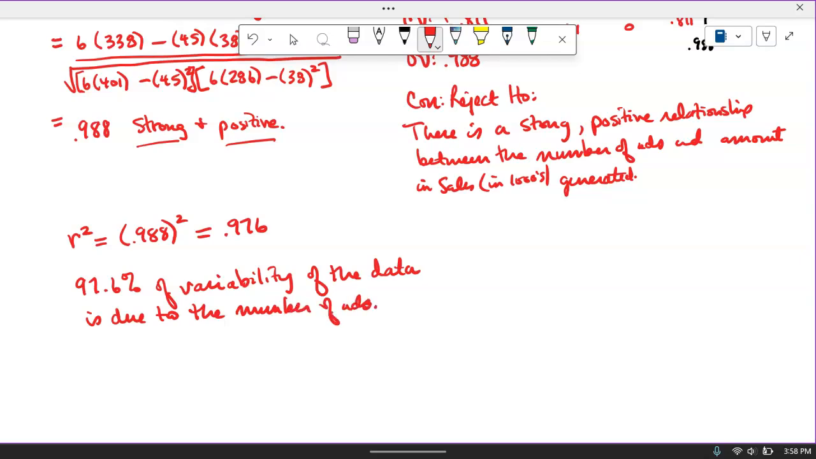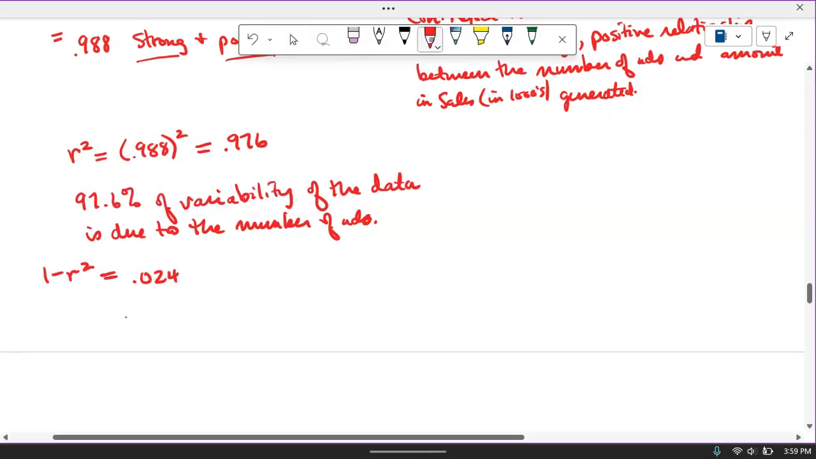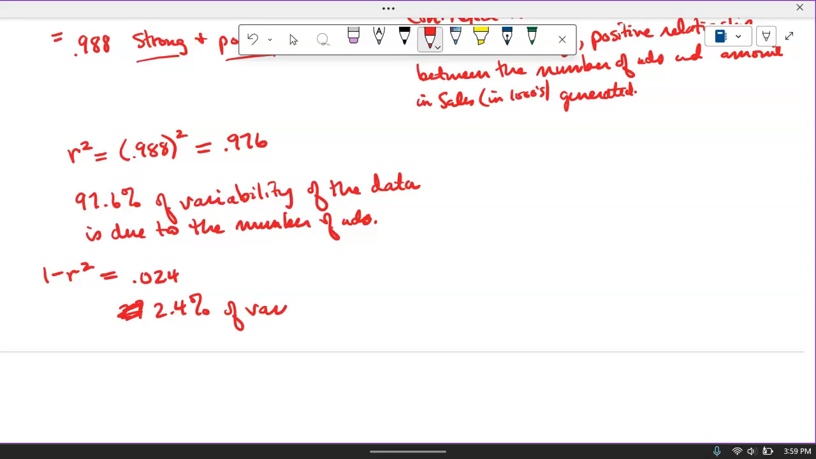There's also a coefficient of non-determination, and that is 1 minus R squared, or really 1 minus what we got there. So it ends up being 0.024, or I can interpret it this way. Now, I don't ever ask for this one, but what you actually found was that 2.4% of variability is due to other variables. I'll see you in the next video.